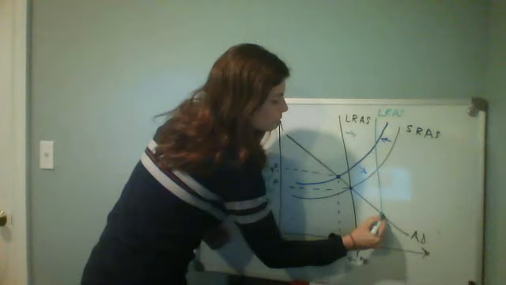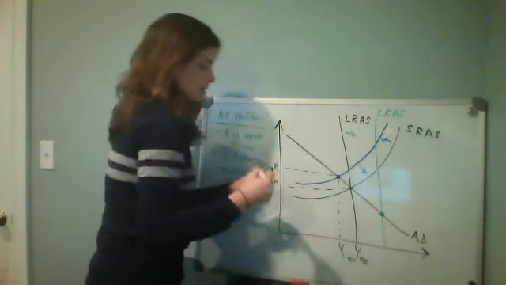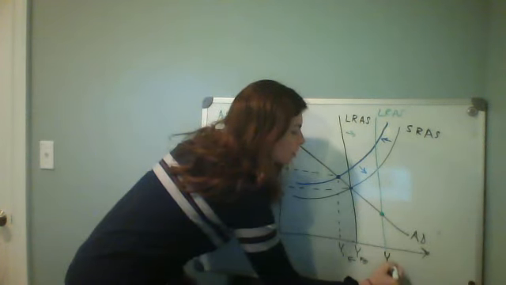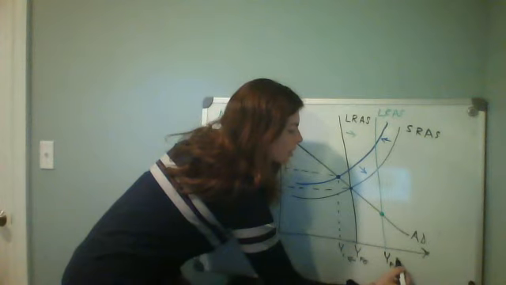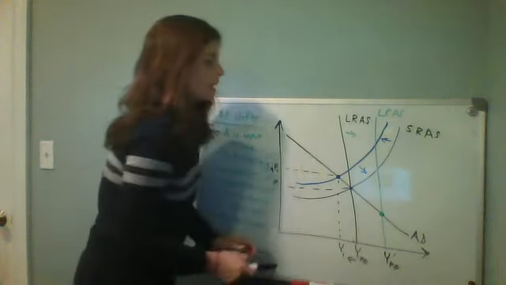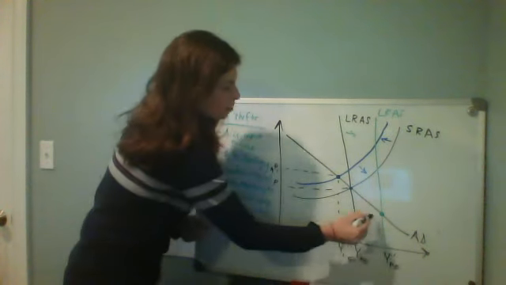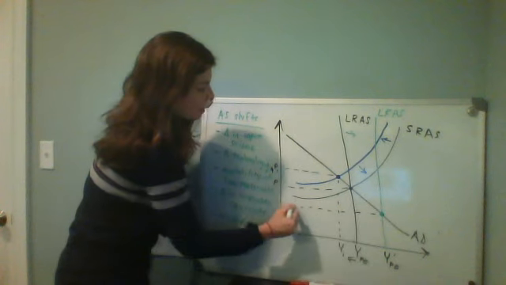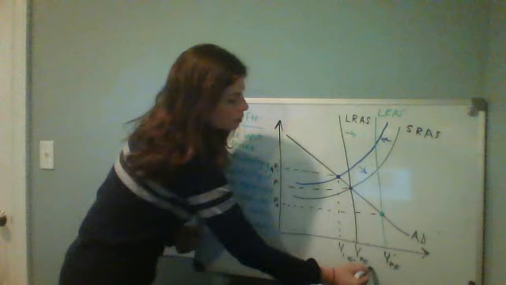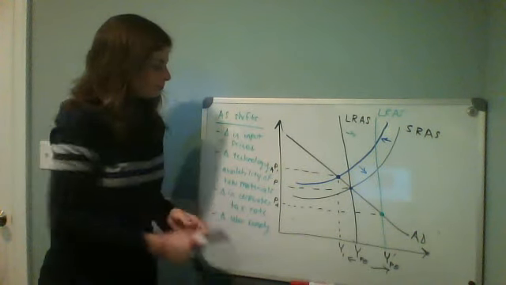And now we see that we have a new equilibrium point in the long run. So our new full employment output will be over here. So we can call that full employment output prime. So that shift will bring prices down in the long run, P2, and it will increase, as you can see, our ability to produce goods and services in the long run.